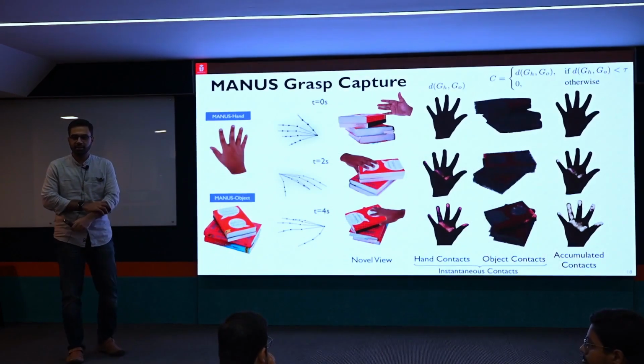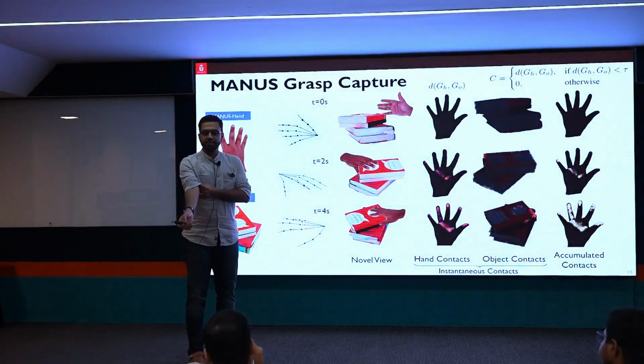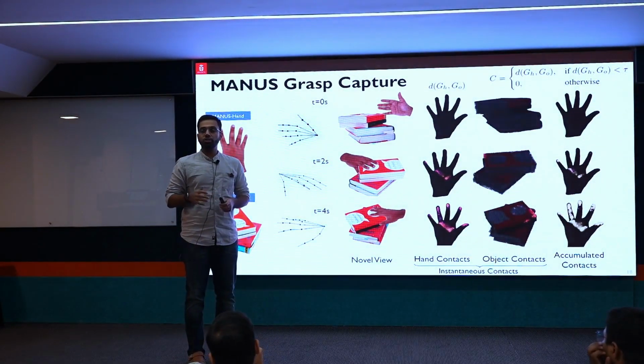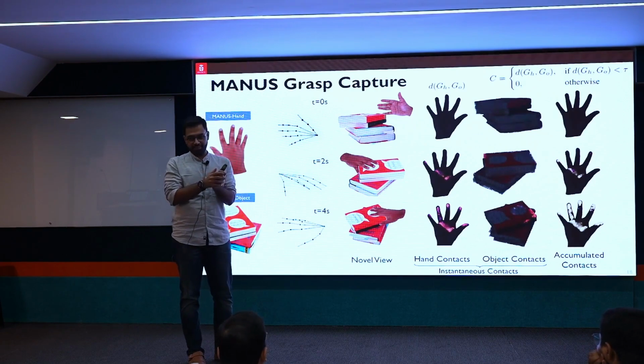Does that make sense? Accumulated means the total contact with the object. From the beginning to that particular time instant, what are all the parts of the hand that have come into contact with the object, right?